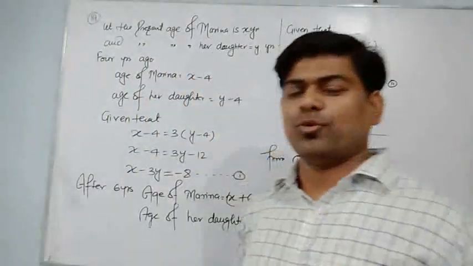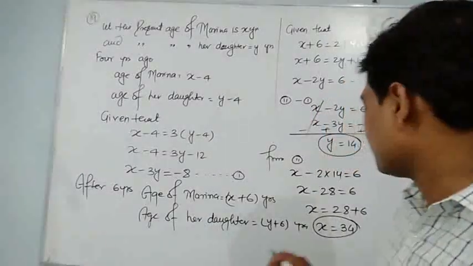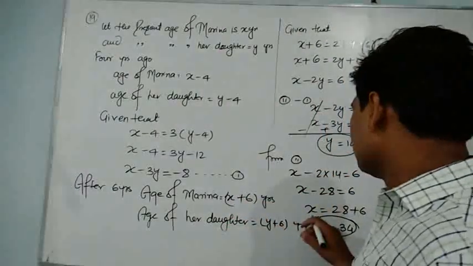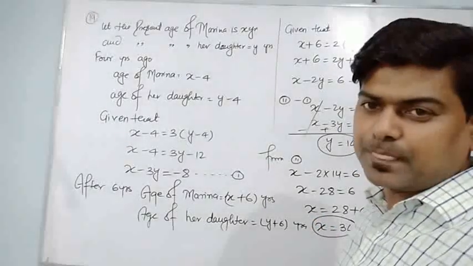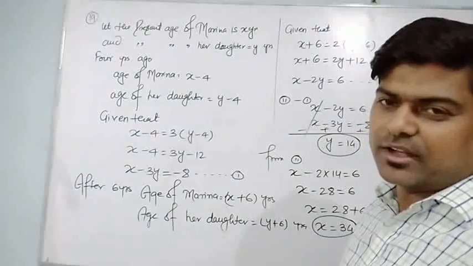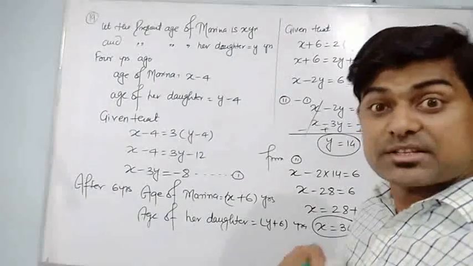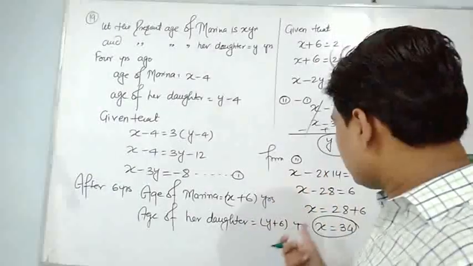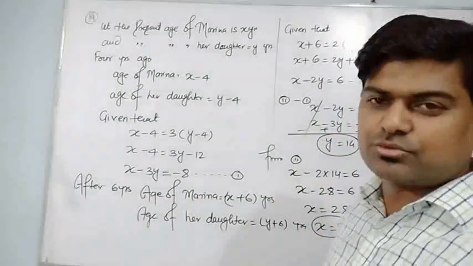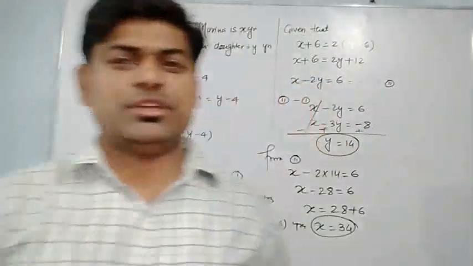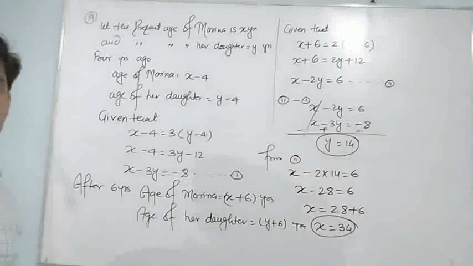Now think about 4 years ago. 4 years ago, Marina was 30 years and the daughter was 10 years, and that is 3 times. 6 years later, she will be 20 years and Marina will be 40 years. 20 into 2 will be 40. Hope you are getting all these things. The questions are easy, I can say.